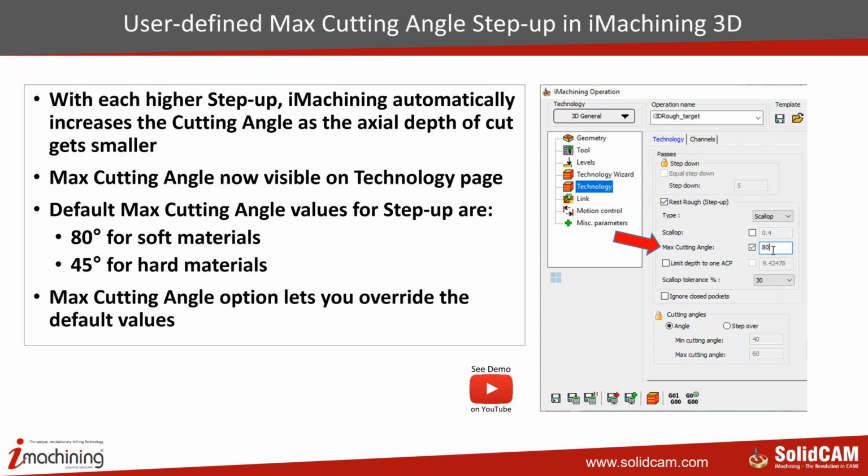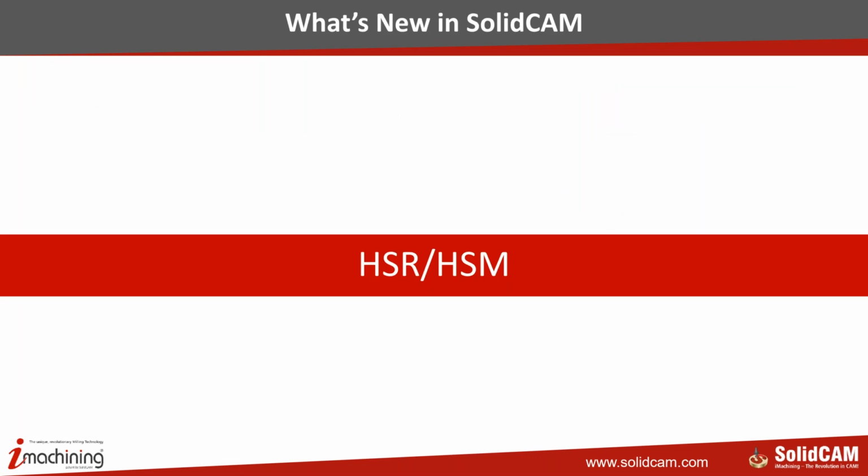Another new function available inside iMachining 3D is that, as a user, you can now set your maximum cutting angle. If you are cutting softer material, you can limit this maximum cutting angle to 80 degrees. If you are cutting harder material, you can set this maximum cutting angle to 40 or 45 degrees, whatever maximum cutting angle is recommended by the cutting tool manufacturer. You can set that in the maximum cutting angle parameter. This is available only inside iMachining 3D. So these are some of the enhancements we have done in iMachining.